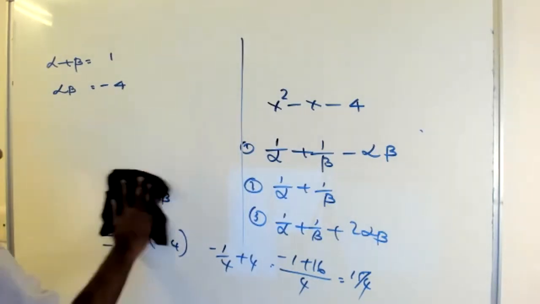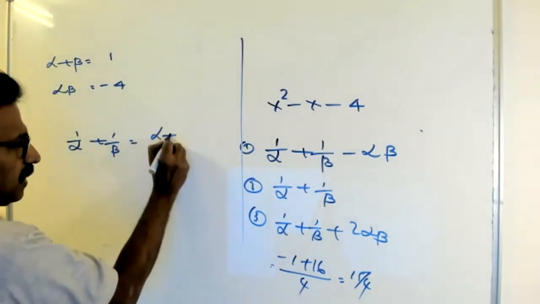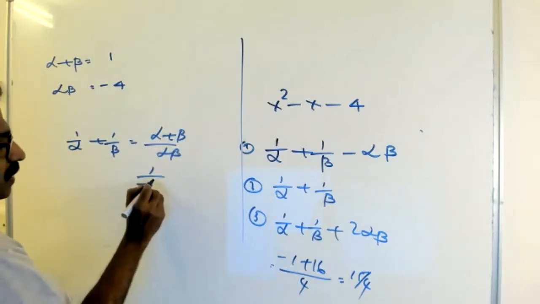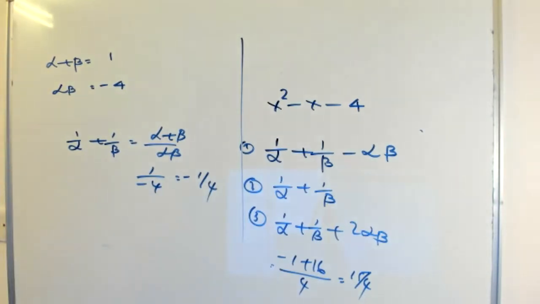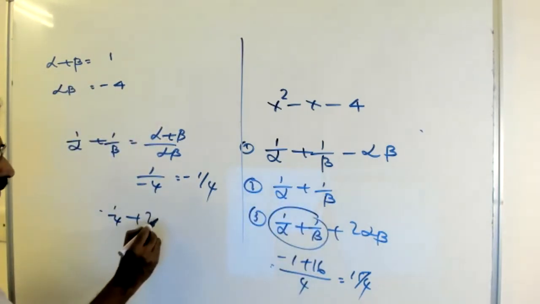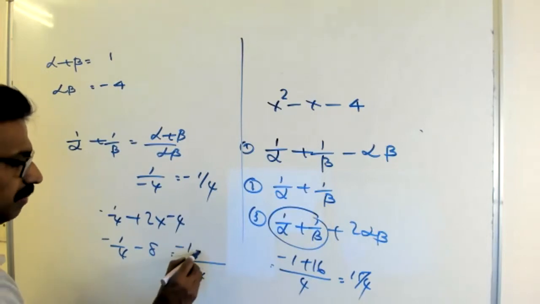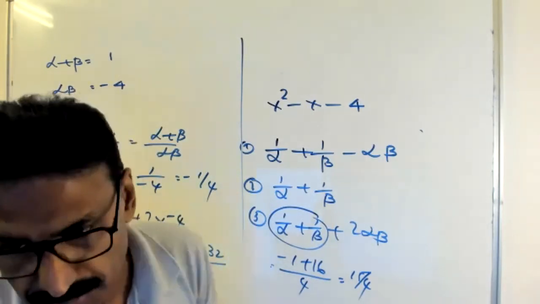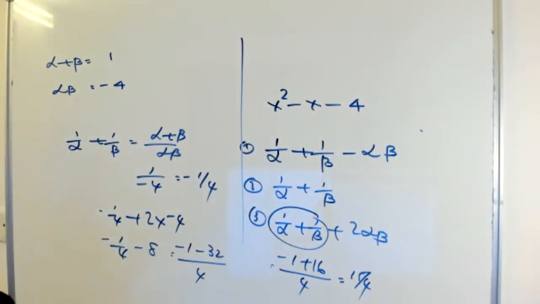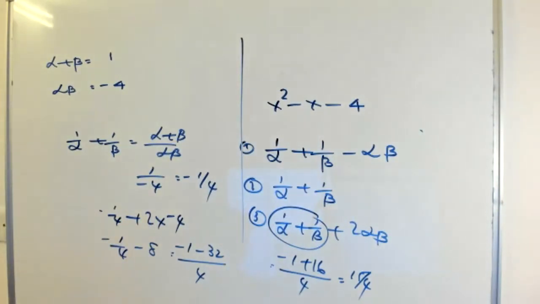Then next one. 1 by alpha plus 1 by beta is alpha plus beta divided by alpha beta, which is 1 by minus 4, equal to minus 1 by 4. Then the third one: this part we already found, minus 1 by 4, plus 2 into minus 4, so minus 1 by 4 minus 8. LCM is 4, minus 1 minus 32, minus 33 by 4. Kunal got all three questions correct. Lena, all three correct?